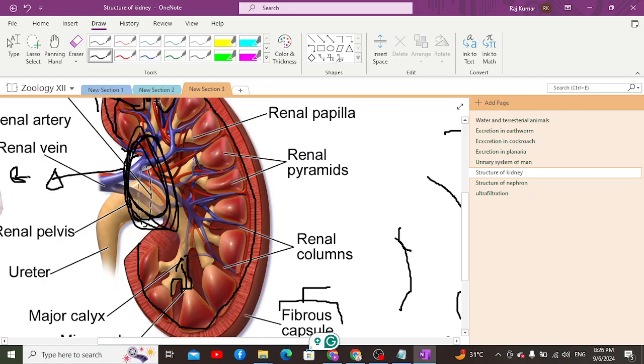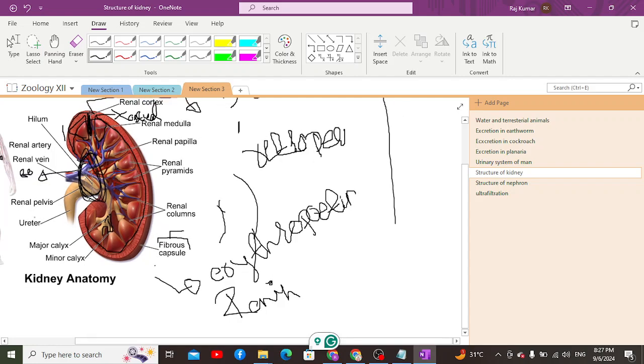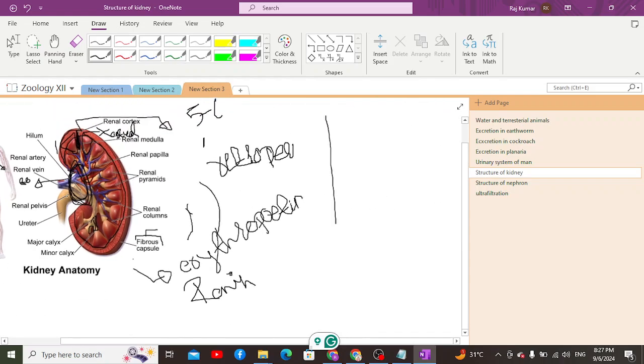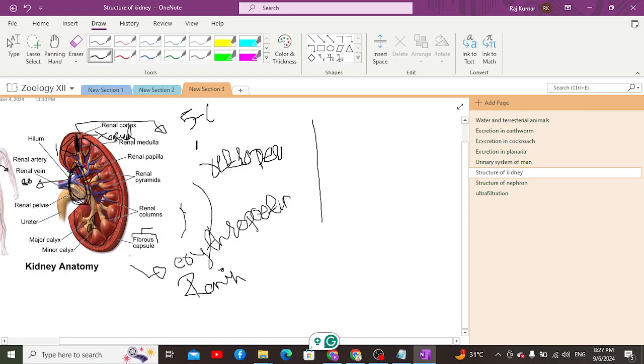Within the renal sinus, we have an area where materials go in and out of the kidney. For example, nerves, renal artery, renal vein, renal pelvis, and lymphatic vessels come in and out of the kidney through an area known as the hilum. From the hilum, the urine drains into the renal pelvis, the wider region of the kidney, where the urine is collected.